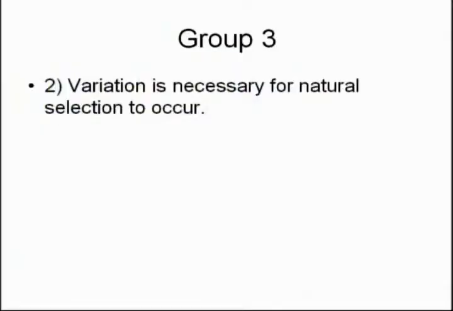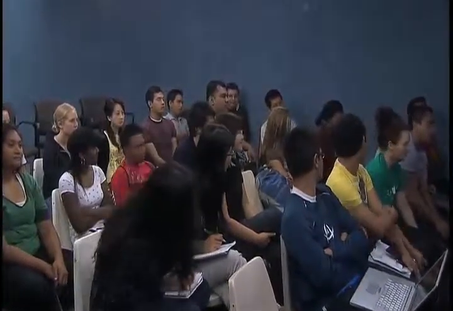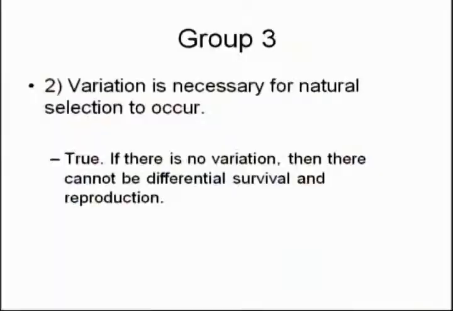Group 3. Oh, that's our group. Alma, what do you think? True or false? Say true. Okay, true. She's right. True. If there's no variation, then there cannot be differential survival and reproduction.